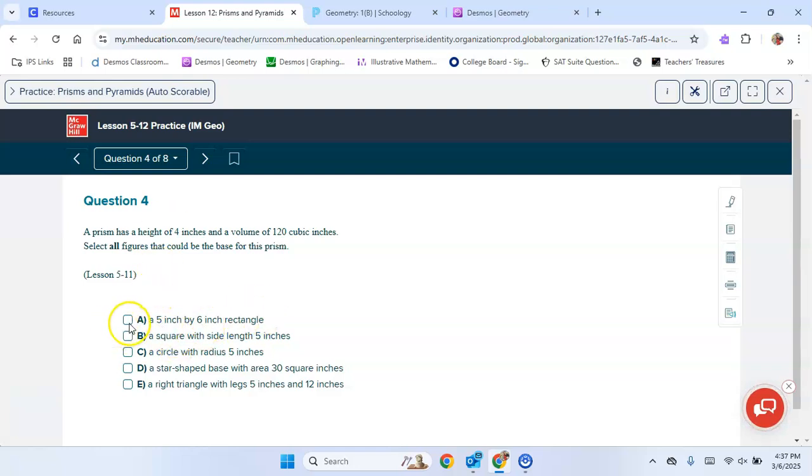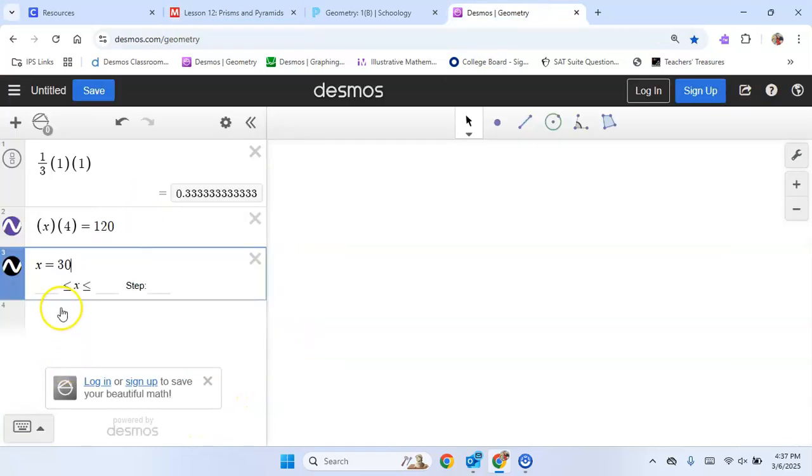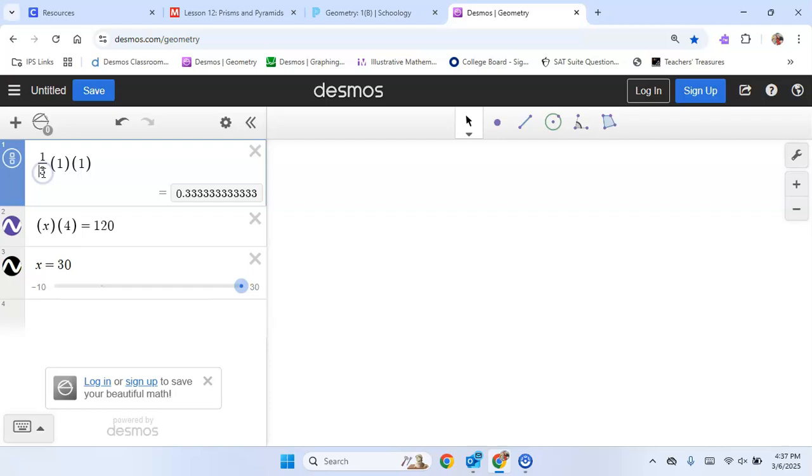5 times 6 is 30. That would be an answer. A square would be 5 times 5. A circle would be 25 pi, which is not 30. A star-shaped base with an area 30 square inches, yes. And a right triangle with legs 5 and 12. So to find the area of the triangle, it's 1/2 times 5 times 12. 1/2 times 5 times 12 would be the same as 5 times 6, which is 30.